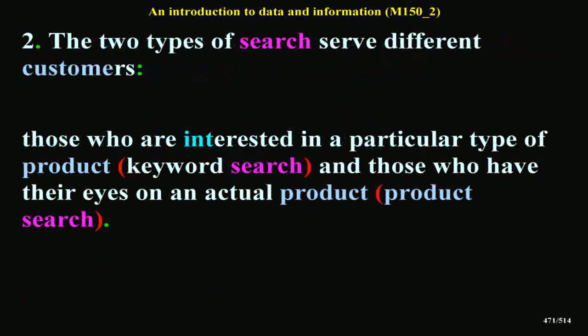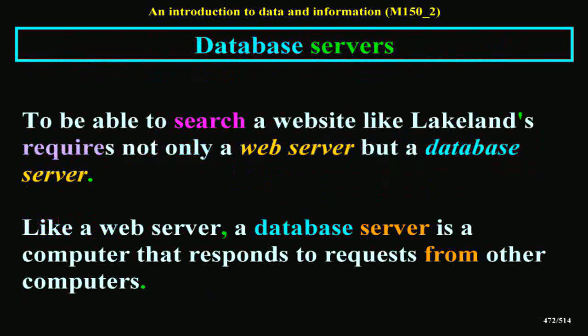2. The two types of search serve different customers. Those who are interested in a particular type of product use keyword search, and those who have their eyes on an actual product use product search. Database servers.